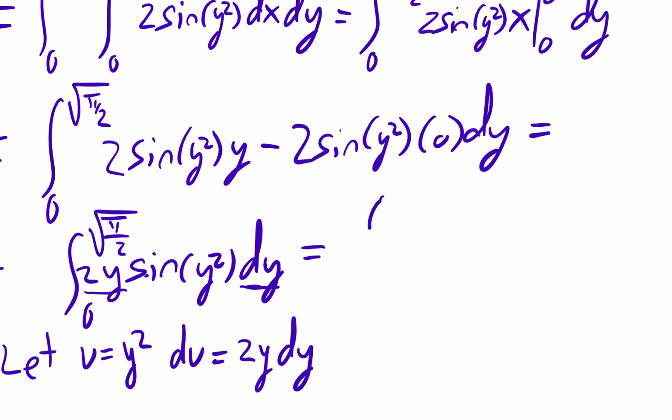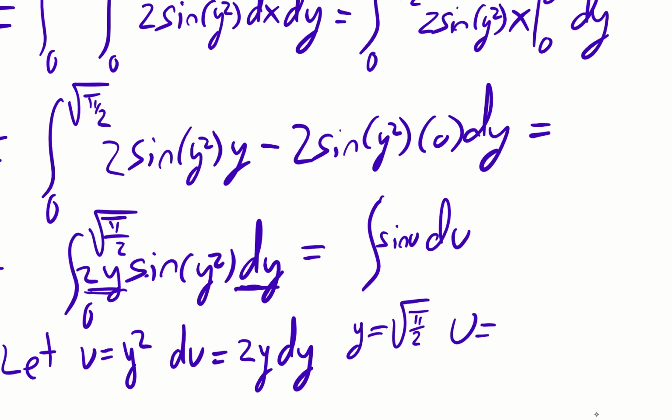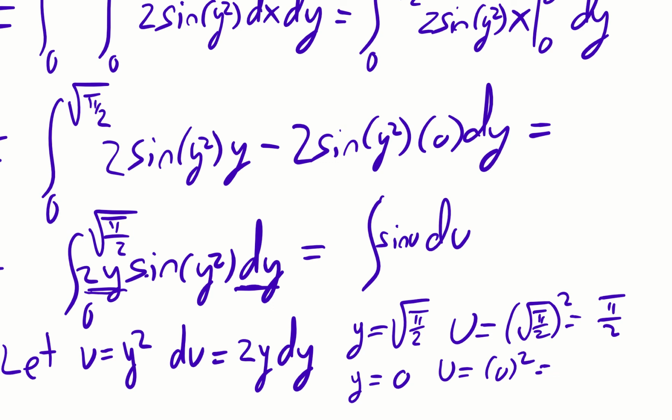So this is going to end up being equal to the integral. 2y dy is going to be my du. This is going to be the sine of u. And then we should also change our bounds. When y was equal to the upper bound of radical pi over 2, u will be the square root of pi over 2 squared, which is pi over 2. And when y was equal to the lower bound of 0, u, which is equal to y squared, will be 0 squared, which is 0. So this now goes from 0 to pi over 2.